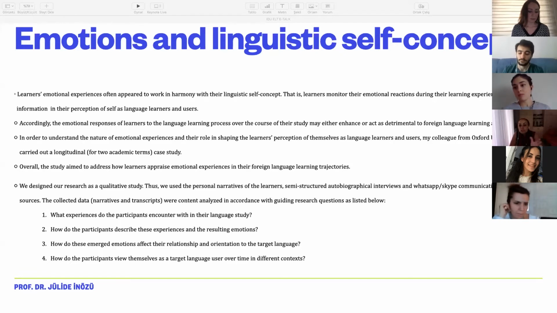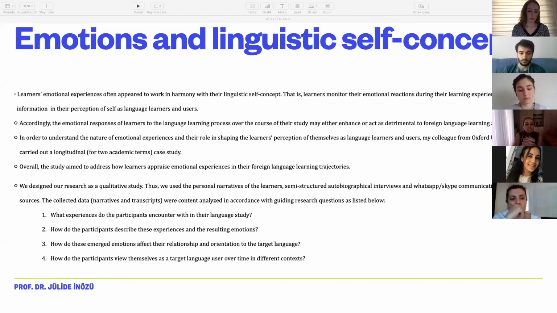So these emotional experiences emerged over the course of the study, may either enhance or may act as a barrier to language learning. In order to have a closer look to those emotional experiences and the role of emotions in shaping the learner's perception of themselves, in shaping the learner's linguistic self-concept, I conducted a study with a colleague from Oxford University, and it was a longitudinal case study which lasted for 2 semesters. And in this talk, I would like to refer to the findings of one participant as an example of this relation, to illustrate this relation between emotion and linguistic self-concept.